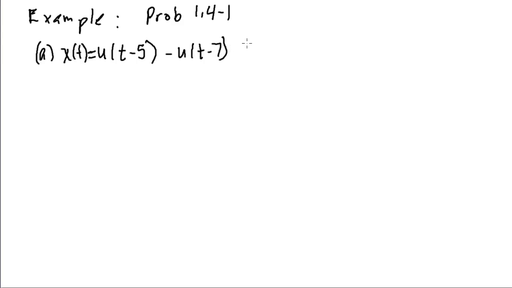So there's a couple of different ways you could solve this particular problem. One is actually to sketch the individual components. So u(t-5) would look like this. This is a unit step that's shifted to the right by 5 seconds. So this would be the first component, u(t-5). It starts here at 5 seconds, and then is 1 for all t greater than 5.